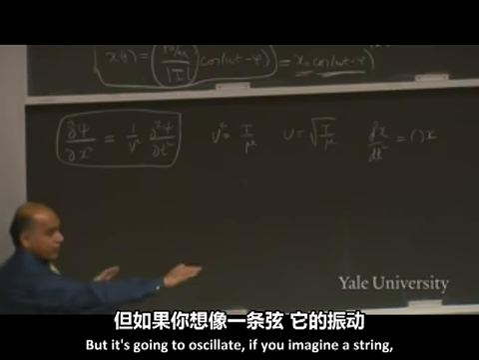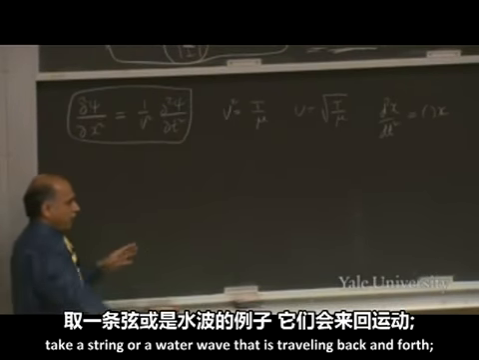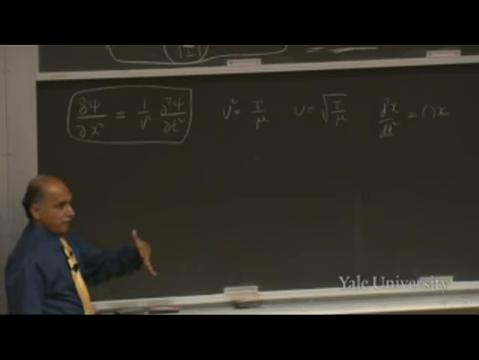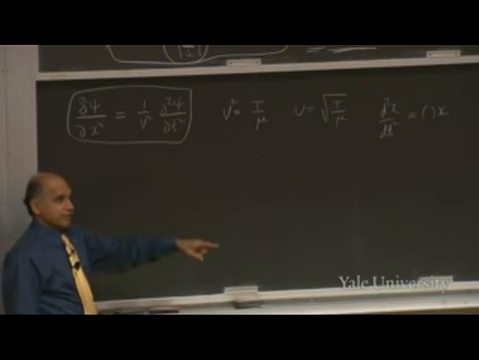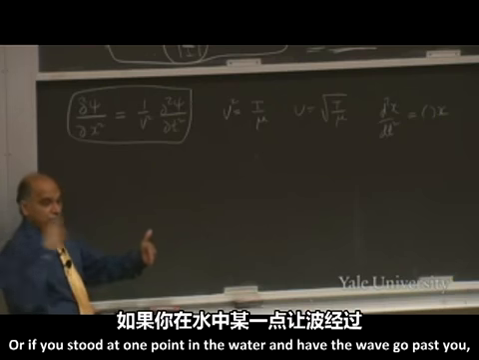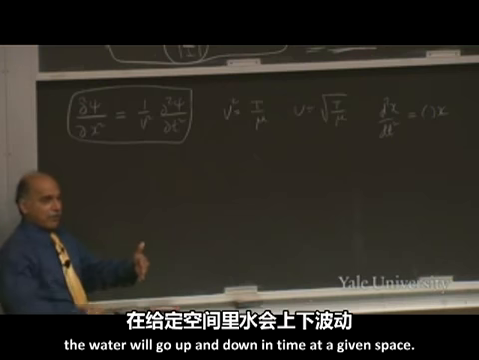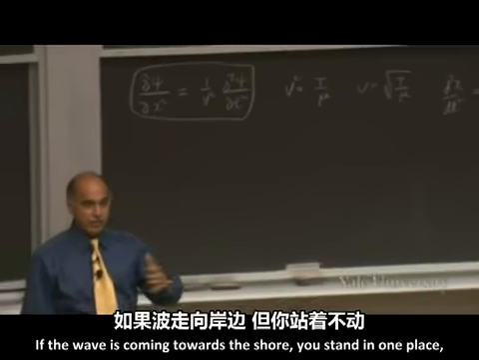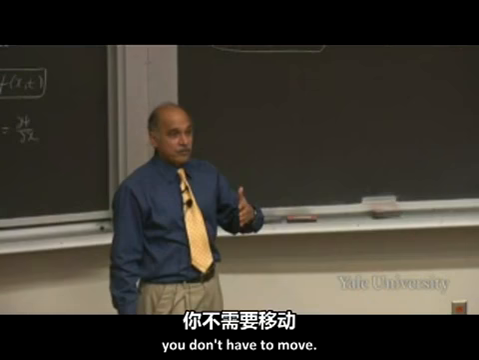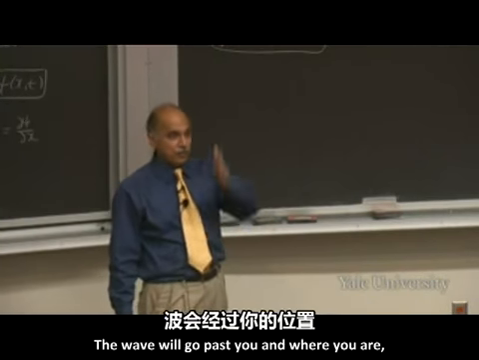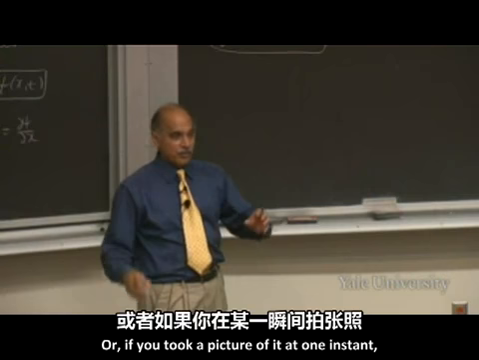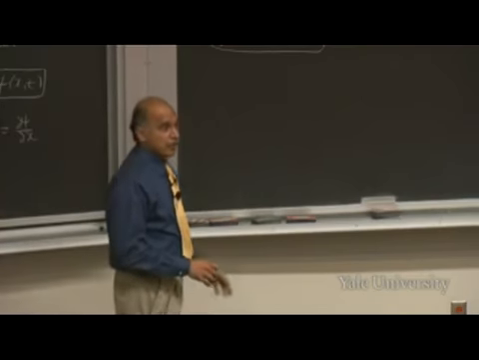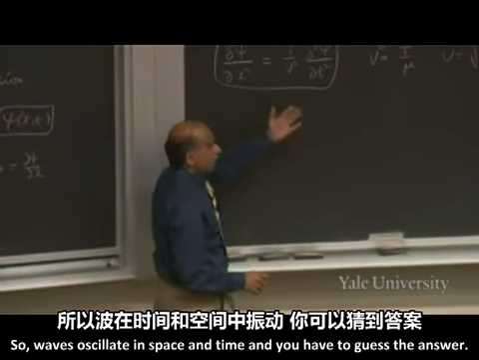If you imagine a string, or a water wave which is traveling back and forth, the ripples are traveling, if you took a snapshot of the wave at a given time, it will be going up and down in space. Or if you stood at one point in the water and had the wave go past you, the water will go up and down in time at a given space. You understand? If the wave is coming towards the shore, you stand in one place, you don't have to move. The wave will go past you, and where you are, the water will go up and down with time. Or if you took a picture of it at one instant, the wave will go up and down in space at a given time. So waves oscillate in space and time, and you have to guess the answer.